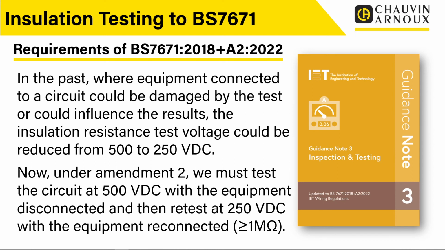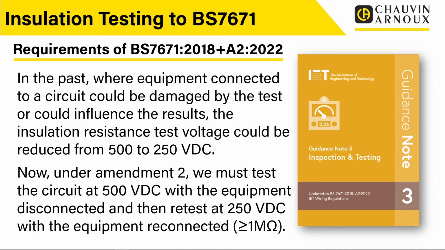So this is actually a change. This is almost requiring us to test these things twice. Now, an important thing I've noted there on the bottom of the slide is that in either case, and this was the same under the previous version of the regulations as it is now, if we were testing at 500 volts or 250 volts, we still had to achieve a minimum insulation resistance value of 1 megohm, or 1 million ohms.